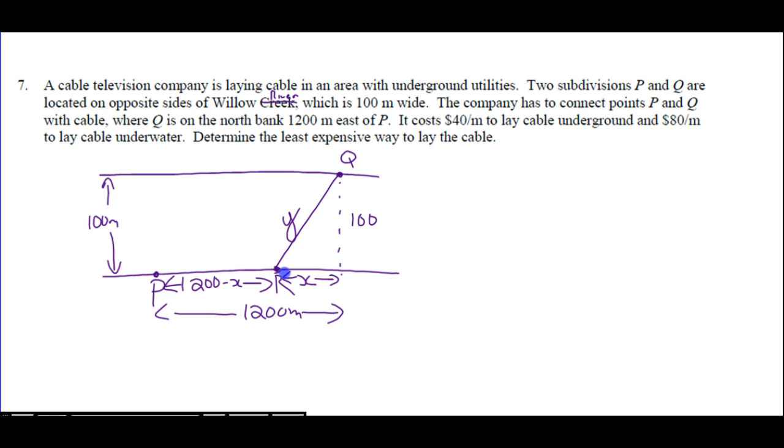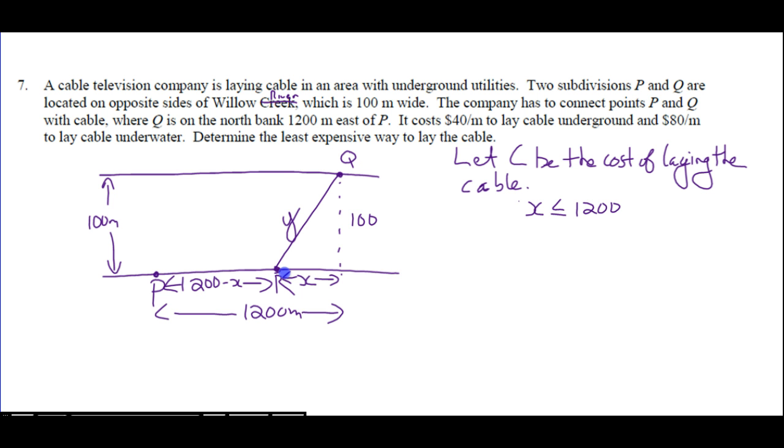So we're going to let C be the cost of laying the cable. Now we know that this number x is somewhere between 0 and 1200. If x is 0, then we're just going 1200 here and 100 here. If x is 1200, then we're not going there. We're just going across here, I guess.